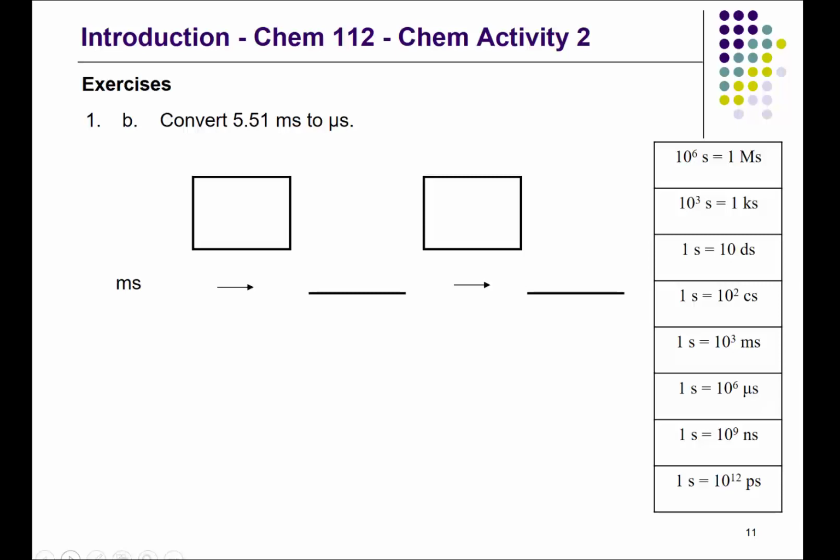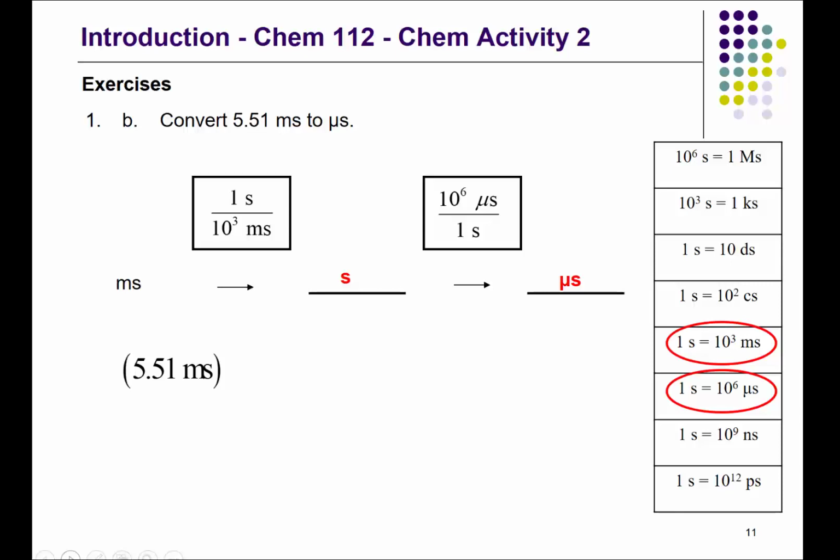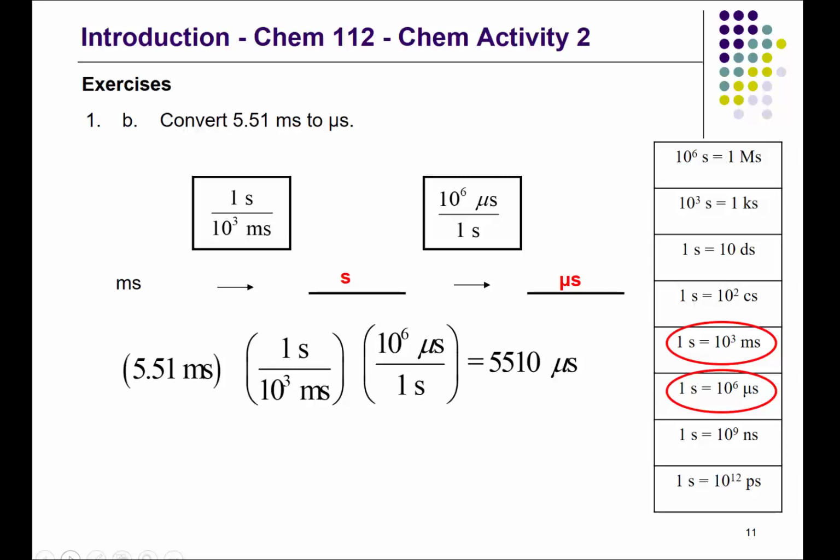I know that there is a relationship between milliseconds and seconds, and there is a relationship between microseconds to seconds. For the first conversion factor, I write the seconds in the numerator to convert milliseconds to seconds. For the second conversion, I write the microseconds in the numerator so as to arrive at a final answer in microseconds. The calculation equation looks like this. 5.51 milliseconds multiplied by the first conversion factor and then multiplied by the second conversion factor with a final answer to three significant figures.